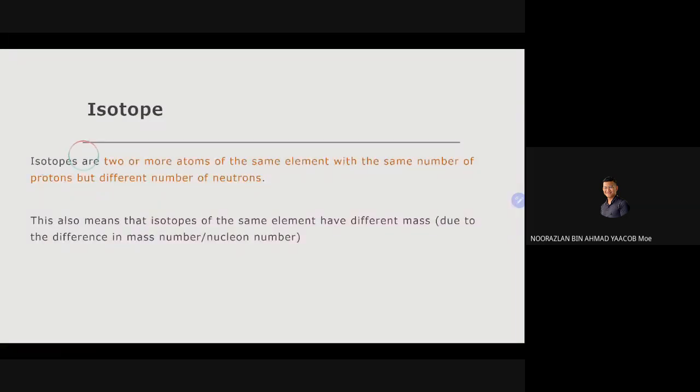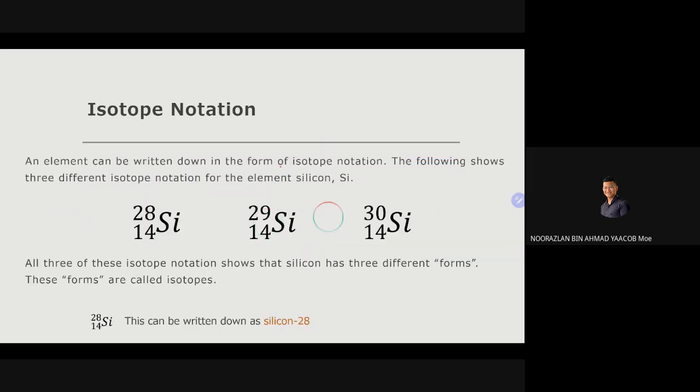By definition, isotopes are two or more atoms of the same element with the same number of protons but different number of neutrons. If we look here, these are all the same element. Proton number, they are all the same. Nuclear number, they are different because the number of neutrons are different.